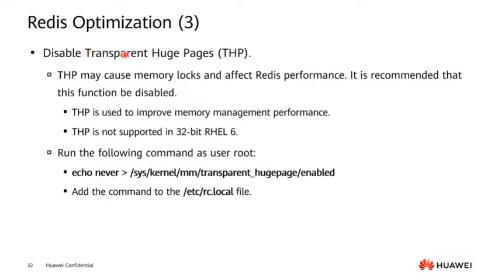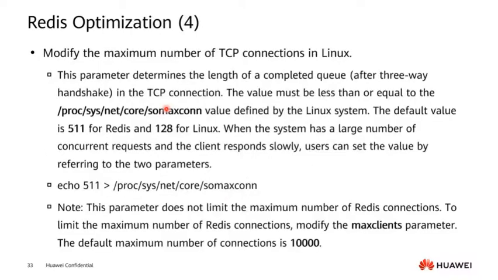Transparent huge pages, short for THP, is used to improve memory management performance, but it may cause memory locks and thus affect Redis performance. So it is recommended that this function be disabled, and THP is not supported in 32-bit RHEL6. It is not difficult to disable THP, just run such a command as user root to add related content into the file rc.local. Sometimes we can modify the maximum number of TCP connections in Linux to improve the performance.